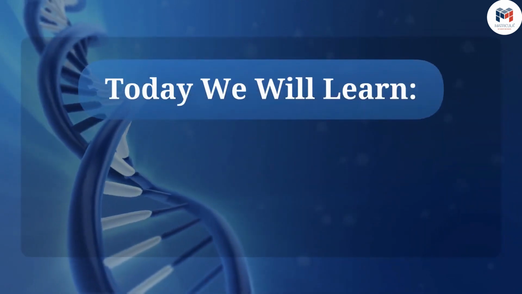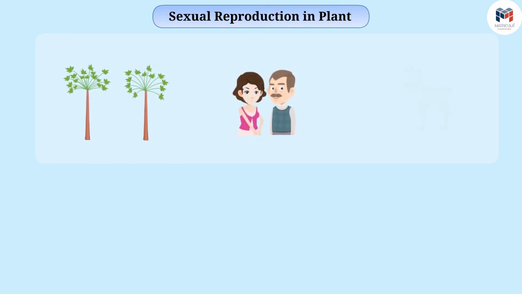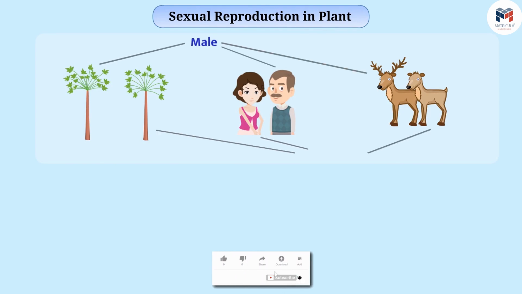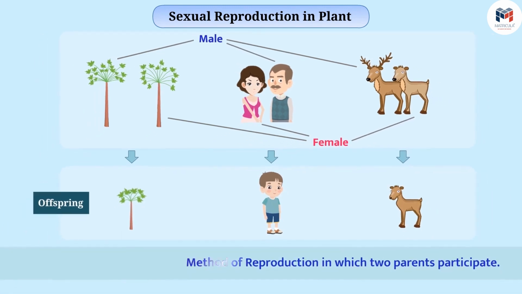Today we will learn sexual reproduction in plants. There are many organisms in the world such as flowering plants, humans, various animals, etc., which require male and females to produce offspring. Such a method of reproduction in which two parents participate is called sexual reproduction. Today we will discuss sexual reproduction in plants.